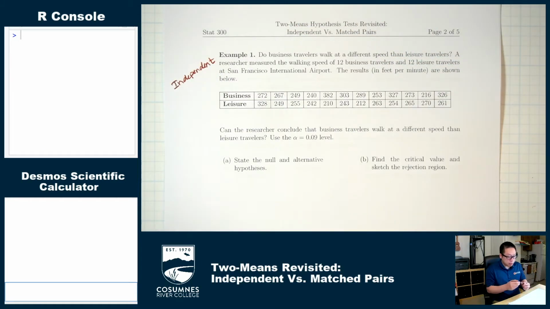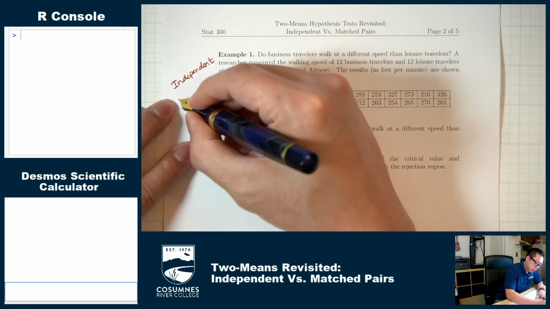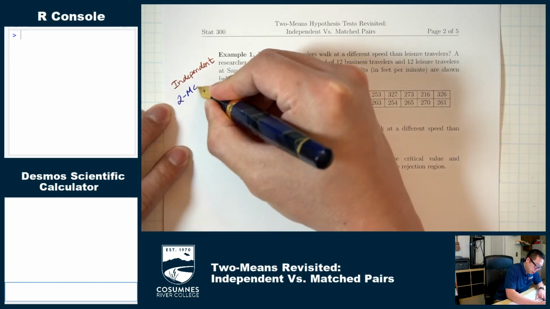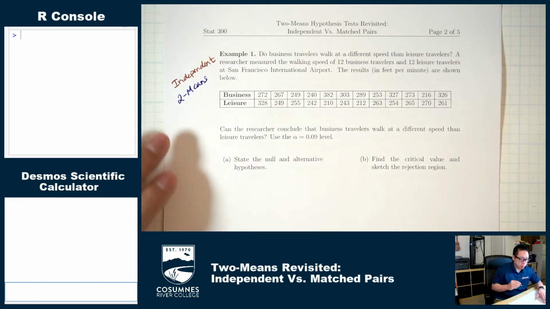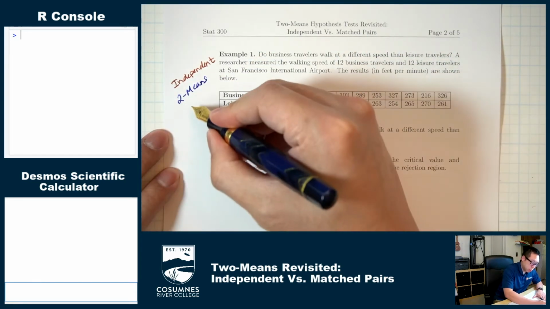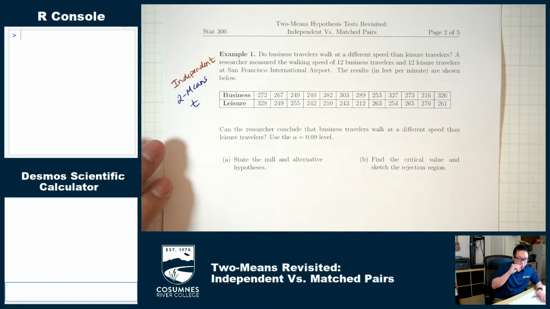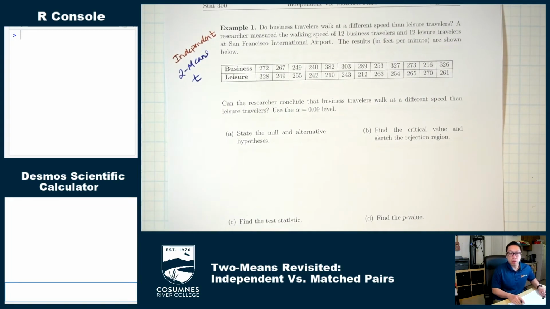And for independent situations, we run this as a two-mean question. And then just to remind myself, for means, I should be using T throughout the problem. Part A, state the null and alternative hypotheses.